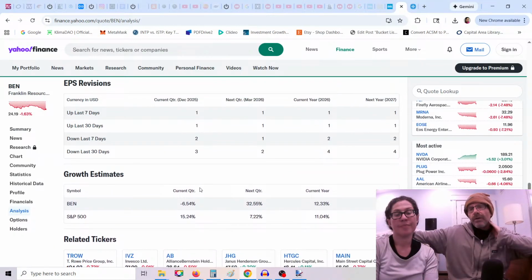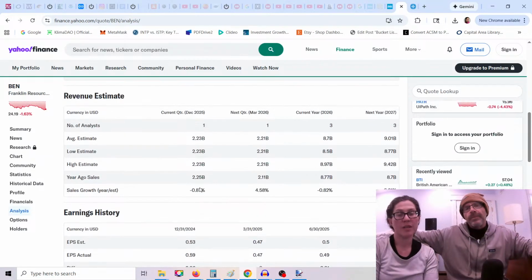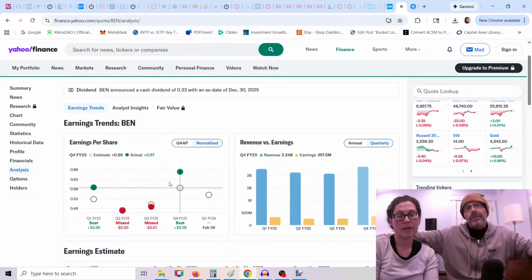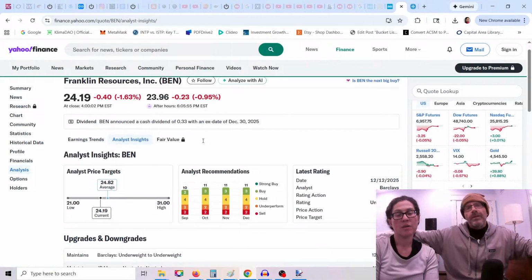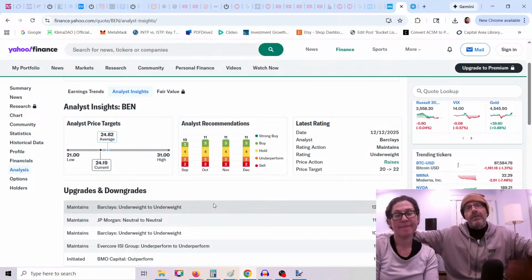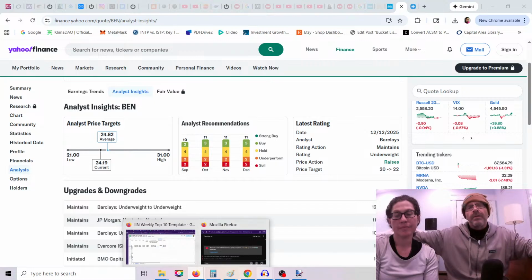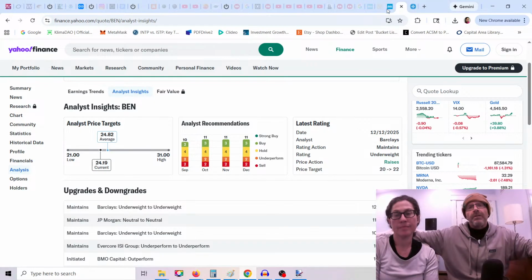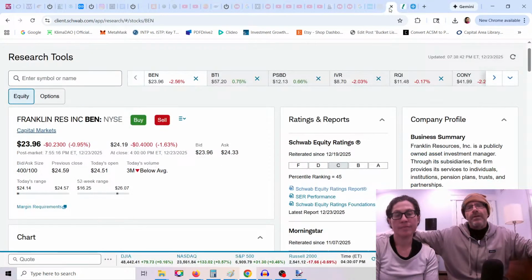Wow, that's a lot of growth. 12%, that's pretty good. Next year 11. I didn't see the thing here. I guess do analyst insight. Oh, that's why. I'm getting there. 24.82. So go back into Schwab. Was it 24.73? What was it? The LSEG one.